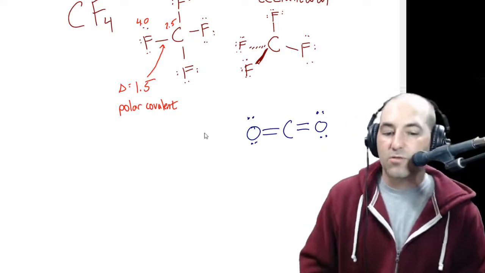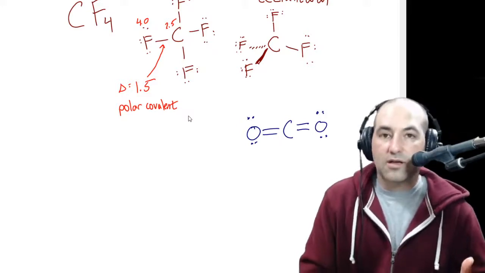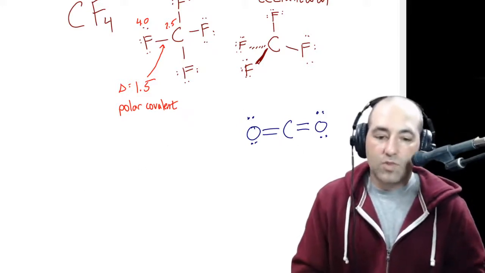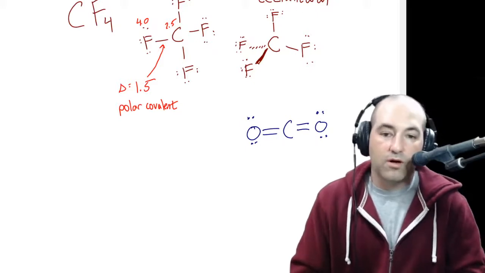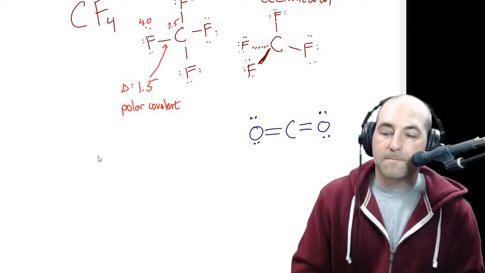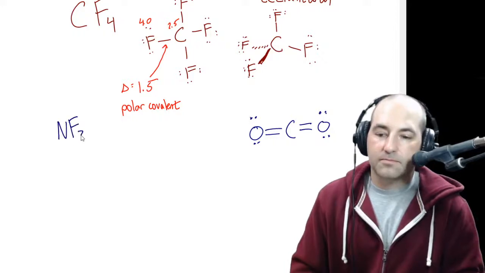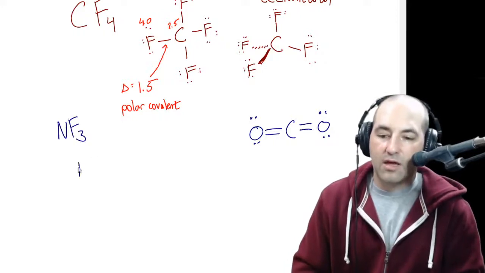So Daisy asks, if there's 3 fluorines, would it be nonpolar too? So the answer is, it depends on the molecule. So let me show you a couple examples. One where it does end up being polar, and one where it does not. So first, let's look at NF3. If we do that all out, we get this.